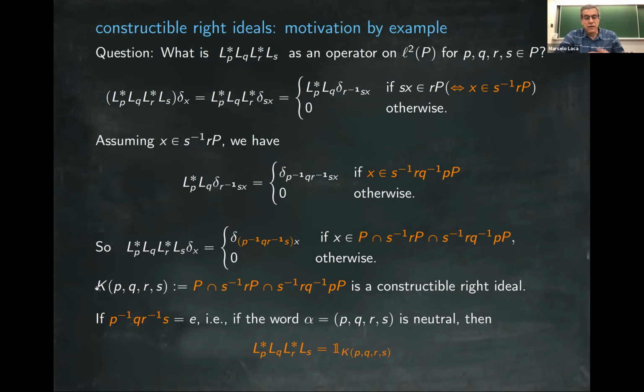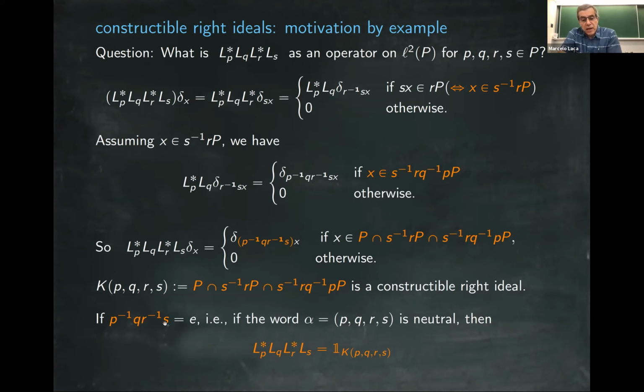And that set, we have a notation for it. We call it K of PQRS, which is equal to P intersection S inverse R P intersection S inverse R Q inverse P. And that's a constructible ideal. So these sets are the constructible ideals of Shinli. They appear when you multiply and divide, and cut off when your division falls outside P. And when it can be performed, the operation multiplies by this group element.